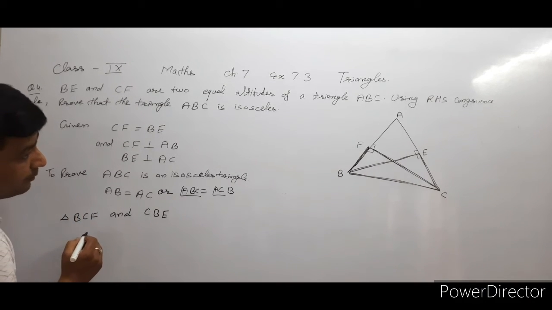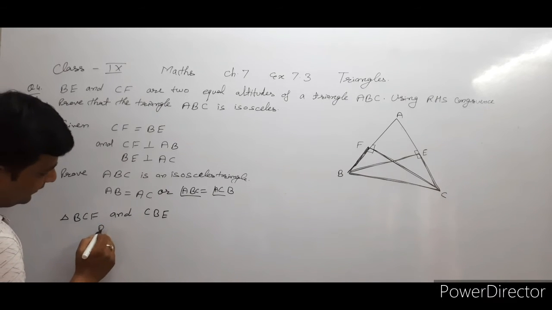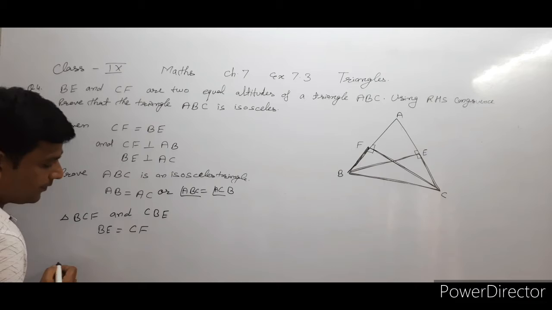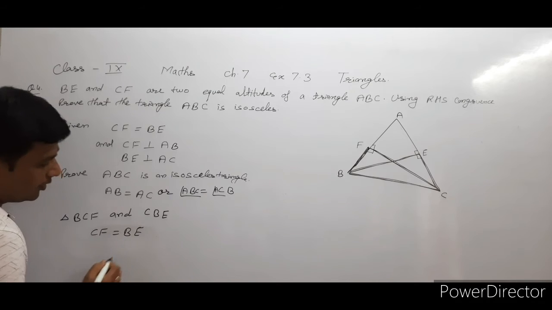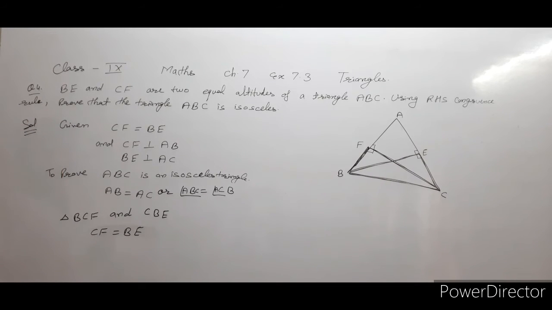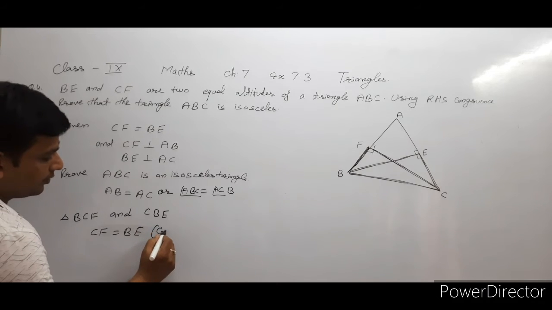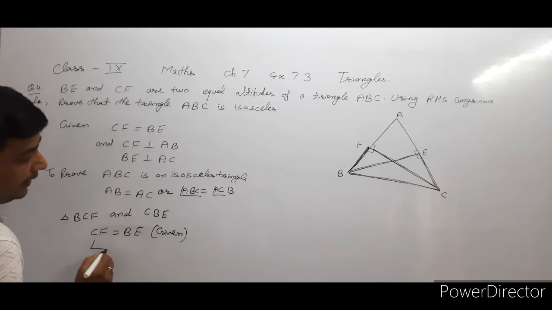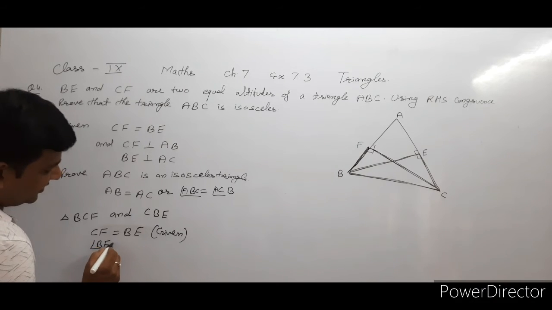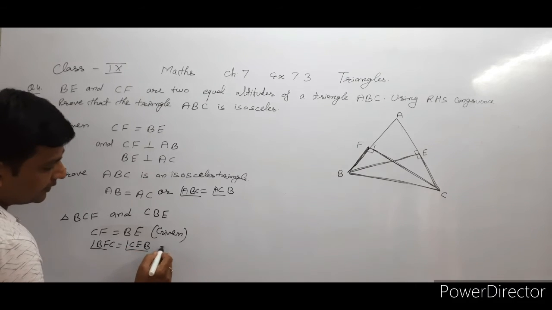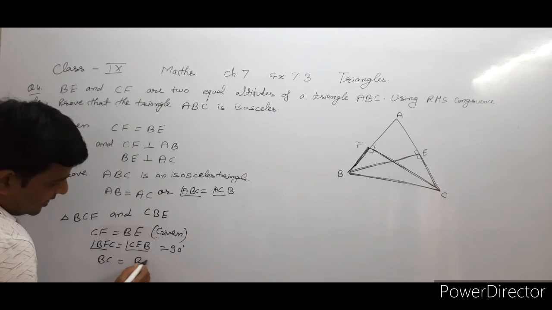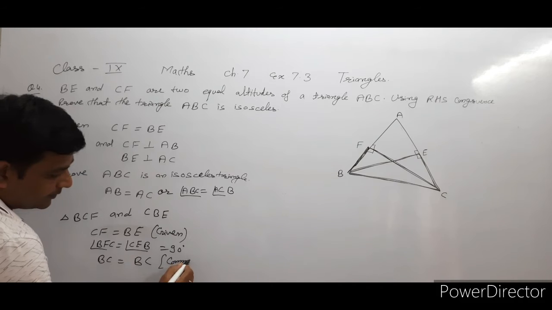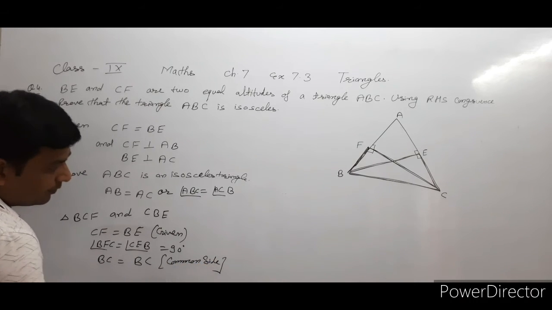it's already given that BE is equal to CF, or we can write separately as CF is equal to BE, because the altitudes are equal. It's the given part. Second part, angle BFC is equal to angle CEB, that is 90 degrees, and BC is equal to BC, which is the common side between these two triangles.